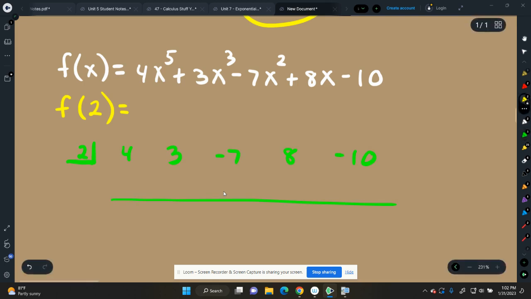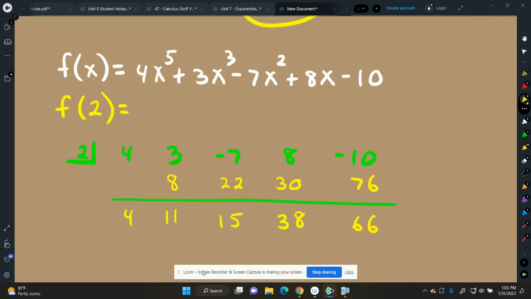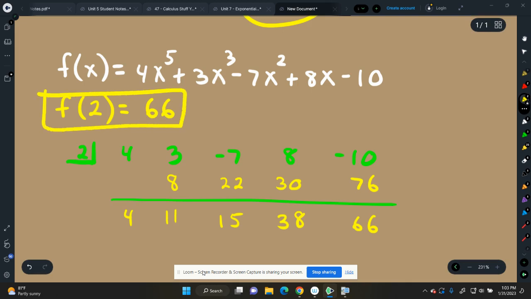All right, let's do it. 4, 8, 11, 22, 15, 30, 38, 76, 66. What does f of 2 equal? 66. That is much quicker than substituting it in for x. Okay, much quicker. Okay?